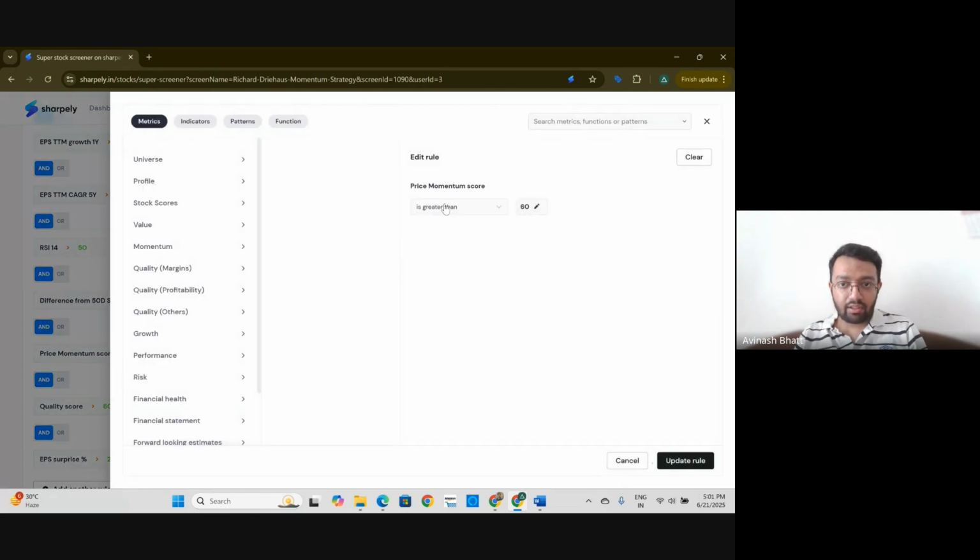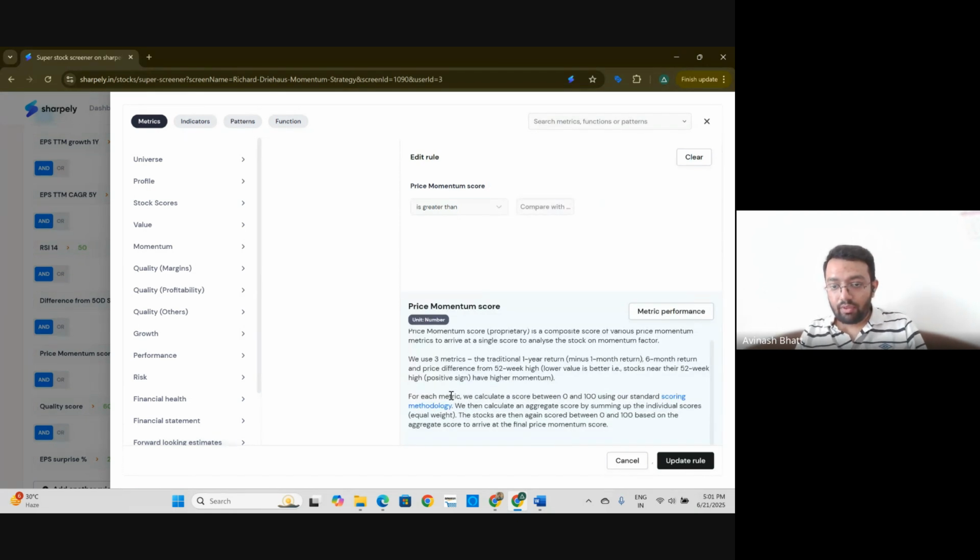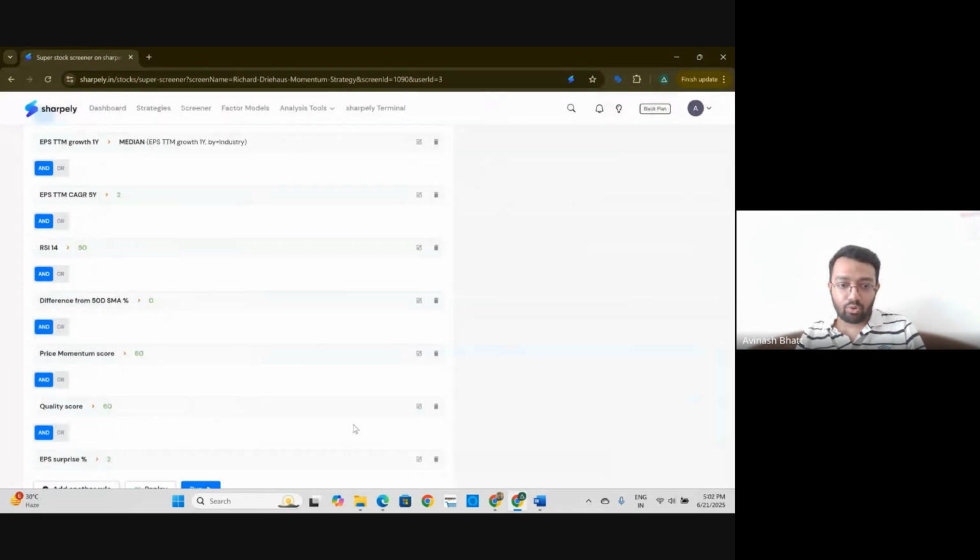Now this price momentum score, in that we use, I think, yeah, we use multiple metrics. So 1 year return, 6 month return, and difference from 50-week EMA, these three combined make the price momentum score.